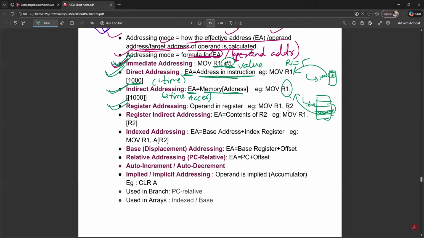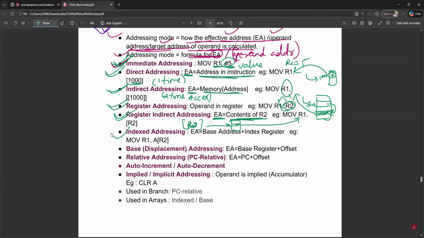Register addressing: the operand is in the register, right? So I2 contains the operand and it comes to I1. Register indirect addressing: the content of R2 is the effective address. So R2 contains the effective address. If you go to that memory location, you will get the operand. And it is just an example of different instructions.